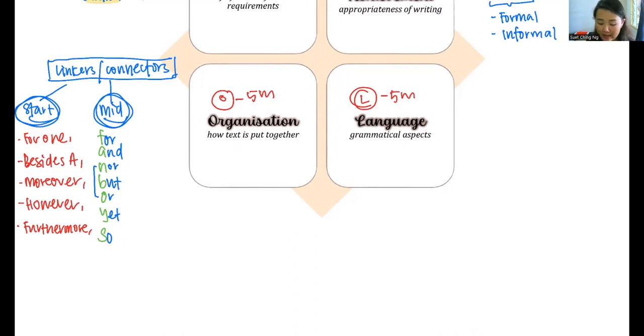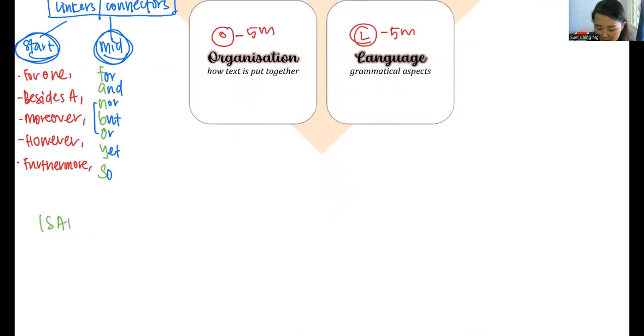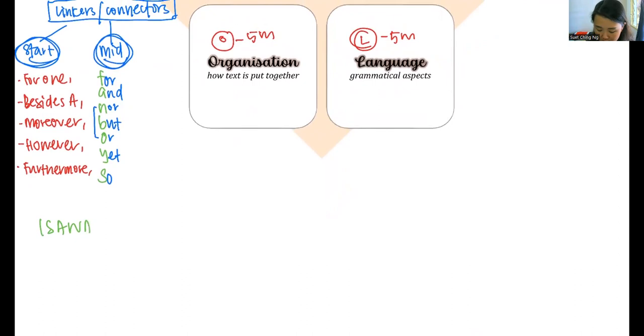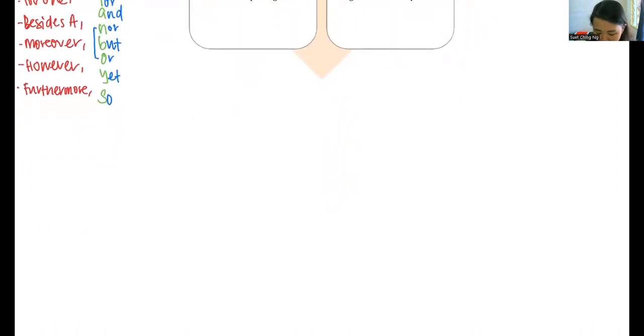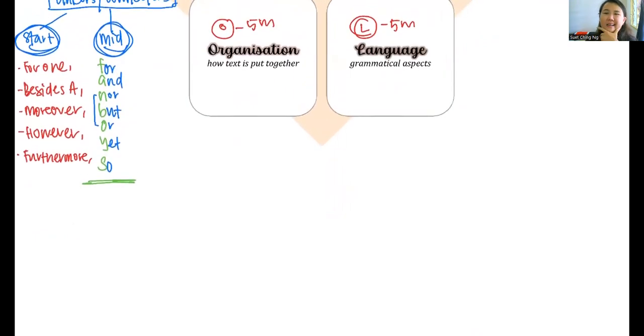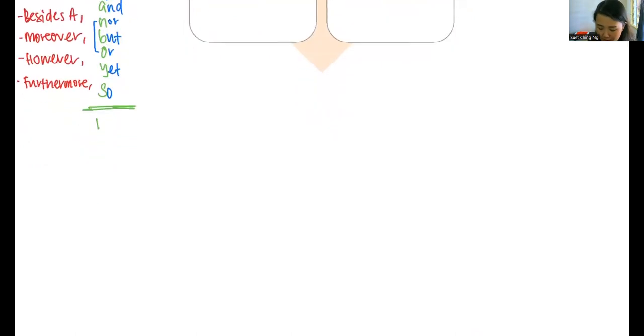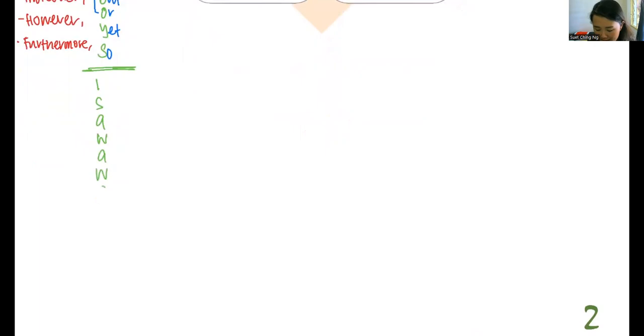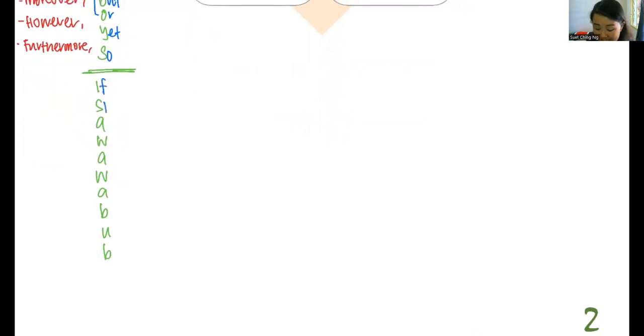You may also have heard of something called, well, I called it Isa Wawabu. I should write it vertically, right? Isa Wawabu is a connector that can be used in the beginning of sentences as well as in the middle. It's a combination of both. I'll put it here for you. It's a funny word for you to remember. So you can have if, since, as. I'm trying to see if I can recall it. What else are there? If, since, as, what else do you think? Nice, Zingy. While, when, although.